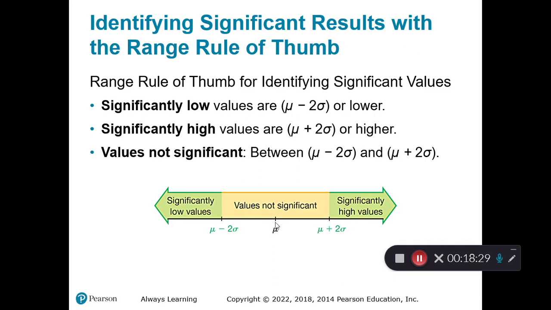The rule of thumb is that if we go 2 standard deviations below the mean, anything to the left of that, anything lower than that, would be considered significantly low. So that's the mean minus 2 times the standard deviation. On the other hand, values that are more than 2 standard deviations higher than the mean are considered to be significantly high values. So again, that's the mean plus 2 standard deviations or beyond.